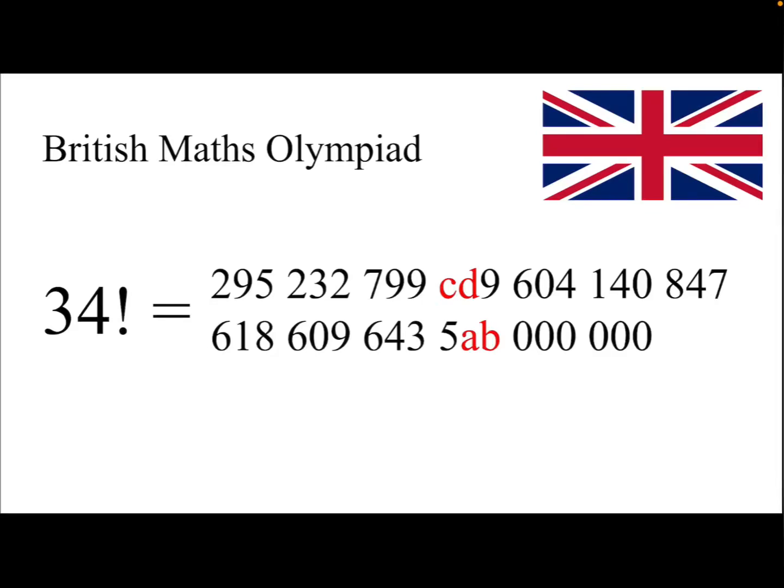Let's take a look at this problem taken from the British Mathematics Olympiad Round 1. Here we have the value of 34 factorial with 4 digits hidden. Find the values of these digits without using a calculator.